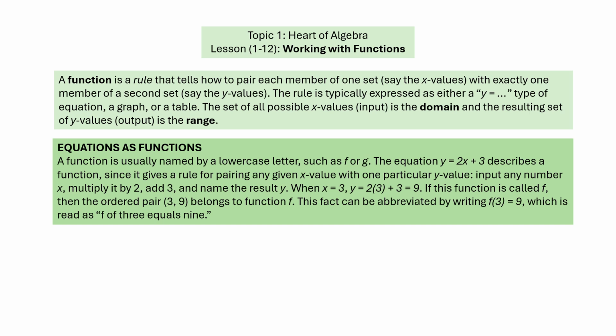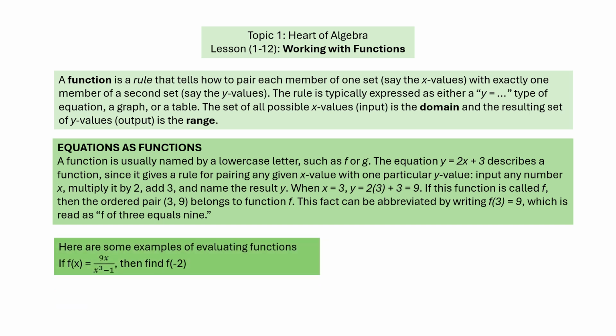When x equals 3, plug in 3: 2 times 3 plus 3 equals 9. If this function is called f, then the ordered pair (3, 9) belongs to the function f. This fact can be abbreviated by writing f of 3 equals 9, which is read as f of 3 equals 9.